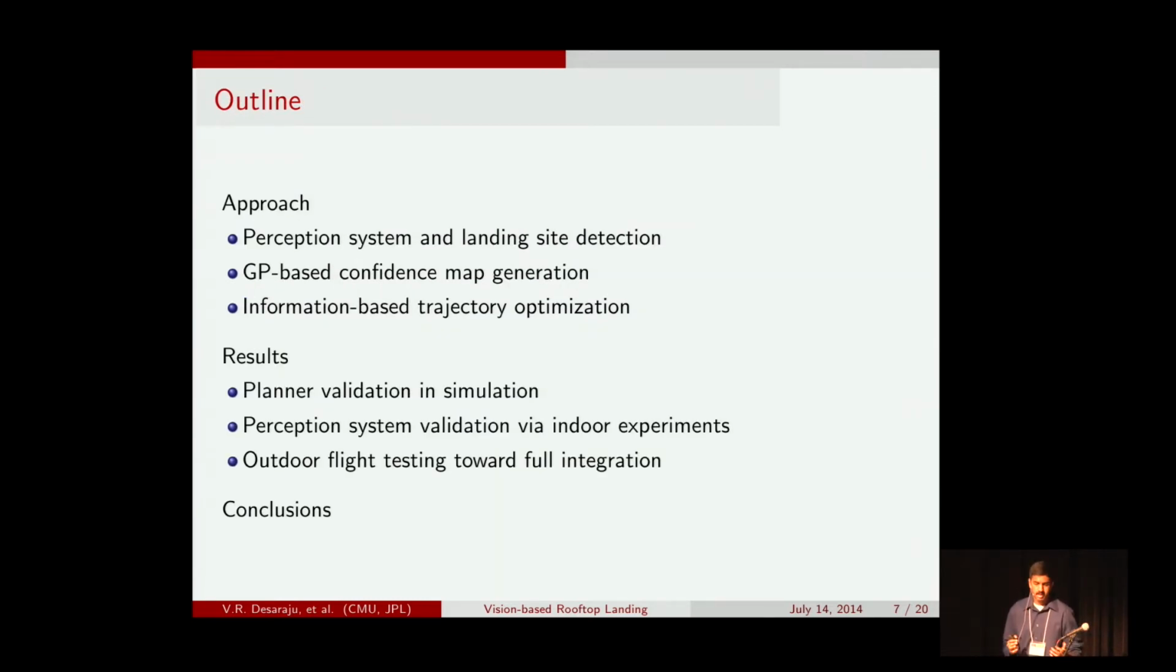So, just a brief outline of the rest of the talk. I'll go into some more detail on the perception system, the GP-based confidence map, and then this information-based trajectory optimization. Then I'll present a set of results where we validate the functionality of the planner through a set of simulations, and validate the perception system through actual indoor flight test results. Finally, I'll present a set of outdoor flight tests where we are starting to bring these two components together to demonstrate the full functionality.